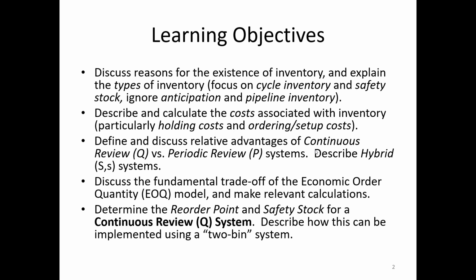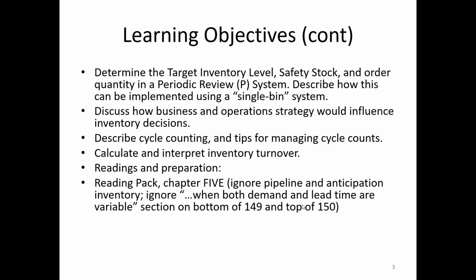Next thing is we'll talk about reorder points and safety stock for the Q system. When do we order? How much safety stock should we have around, a little extra for those unforeseen bumps up in demand? And with the P system, we're going to figure out the target inventory level, the safety stock, and the order quantity. Those are the key metrics with the periodic system, and we'll flesh out those details coming up.